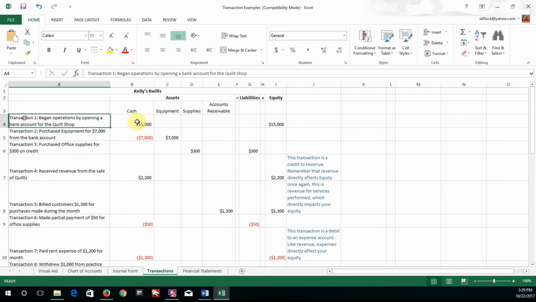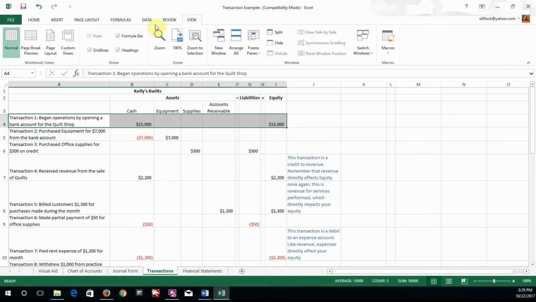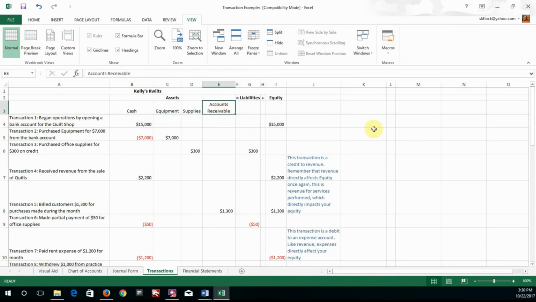Let me do this really quick here. Freeze my pane so that you'll be able to continue to see this data as we scroll down. Okay.